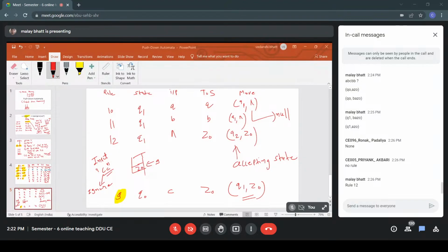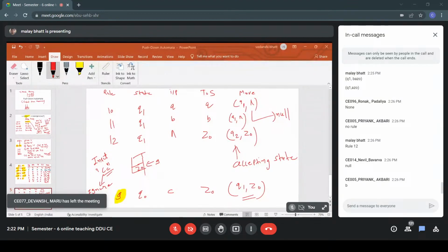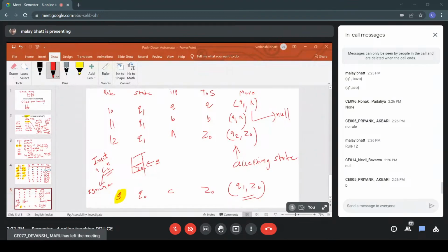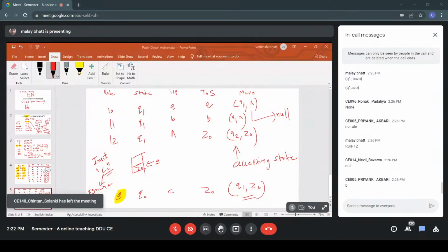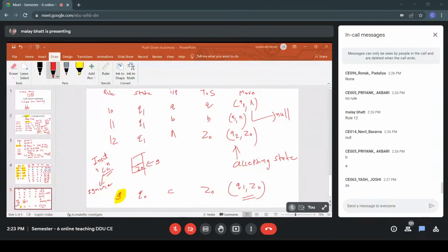We'll apply rule number 12? What is our state? Our state is Q1. What is the input? Our input is B, but in rule number 12, input is null. So we will consider null, and the top of the stack we'll check. What is our top of the stack left? A. Is it clear?